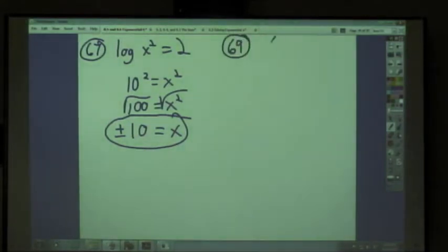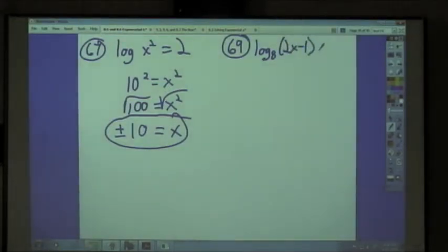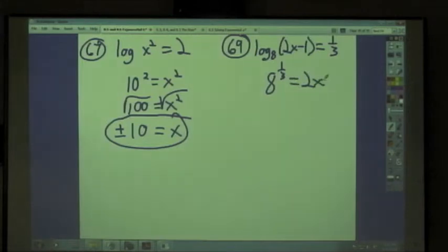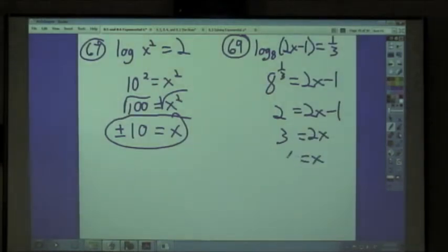Number 69, you have log base 8 of 2x minus 1 is going to be equal to 1/3. And this is going to be this base, 8 raised to the 1/3 power equals 2x minus 1. If you remember, the 1/3 is the cube root. We just talked about that a second ago. 8 to the 1/3 power is 2. 2x minus 1 over here, so you add 1, that's 3. Divide by 2, and x is going to be 3/2.